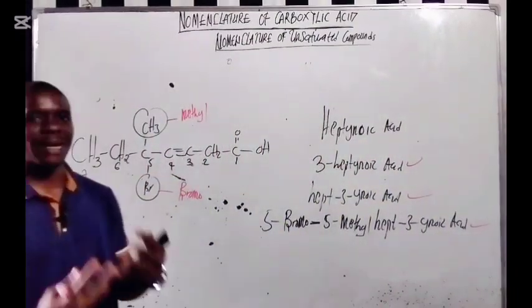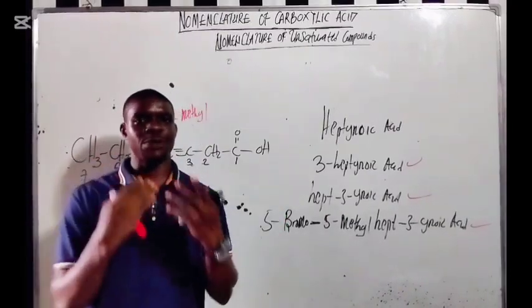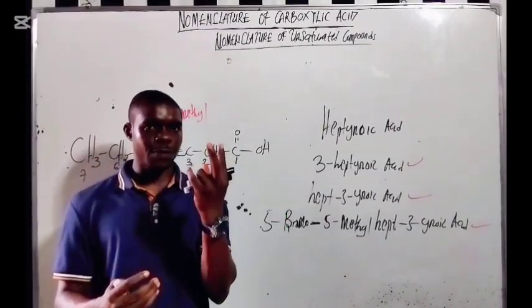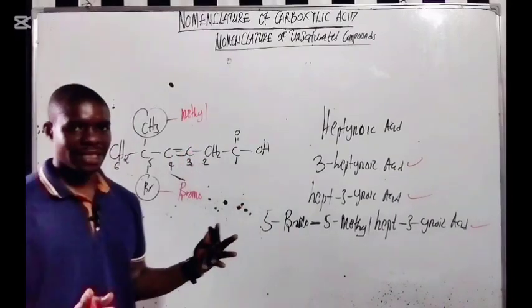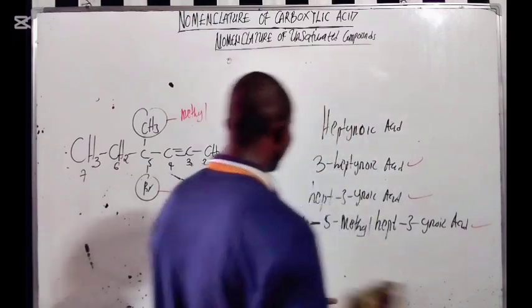It also follows the same pattern. You just need to know the number of carbon atoms, then the position of the triple bond or other bond, and the parent name. Once you know the parent name, everything else becomes easier for you. So let's take on the next one.